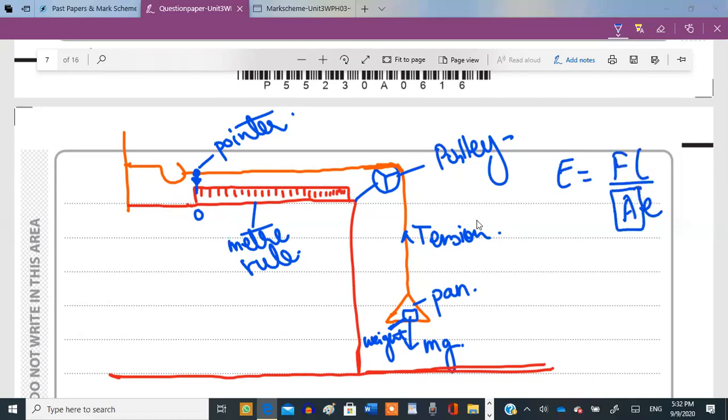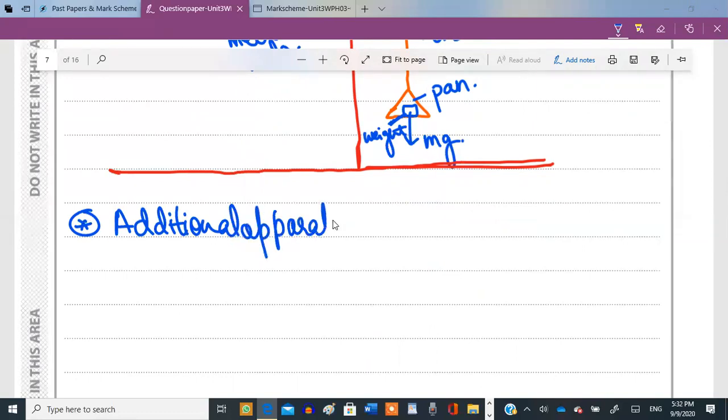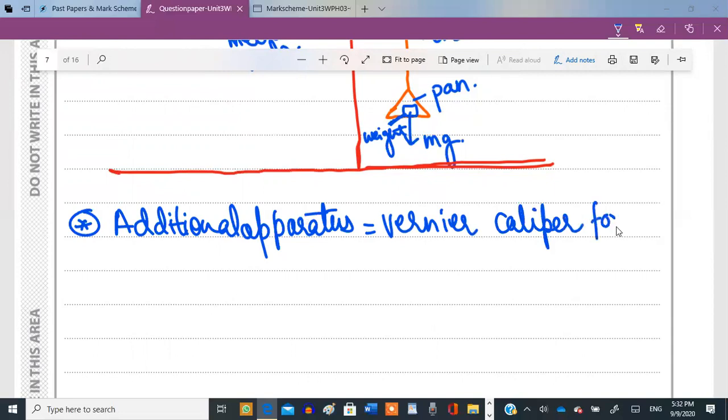We don't have the cross-sectional area, right? So the additional apparatus is going to be the vernier caliper, for measuring the diameter, okay? Not the area. Why not the area? Can't we measure the area with the vernier caliper?